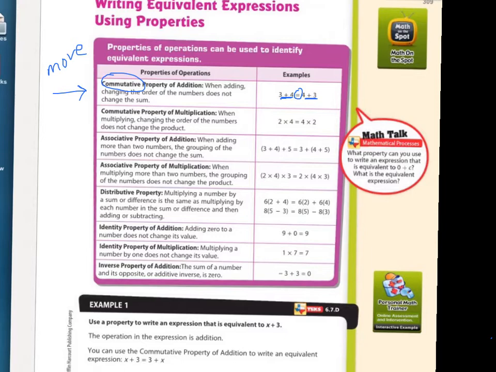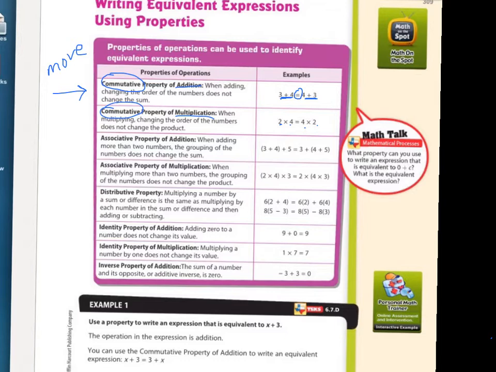So if you had 3 plus 4 and you switched places, put the 4 first, it's still going to be the same. That's the commutative property of addition, and there's a commutative property of multiplication. Same rule. You can multiply in any order and you get the same answer.